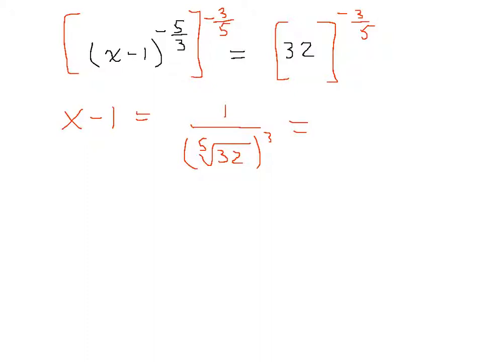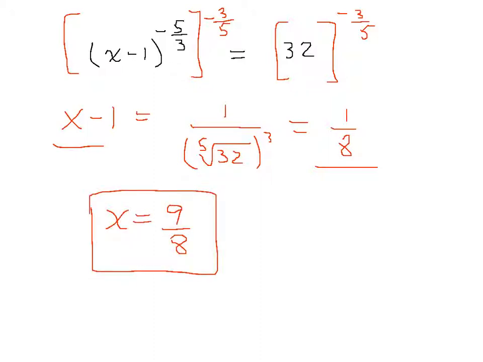5th root of 32 is 2. 2 cubed is 8. So I have x minus 1 is equal to 1/8. I add 1 to both sides, and 1 is the same as 8/8. And so I get x is equal to 9/8. And there's my solution to that question.